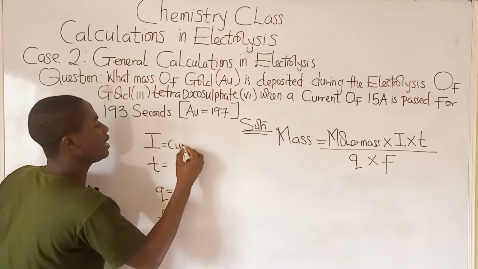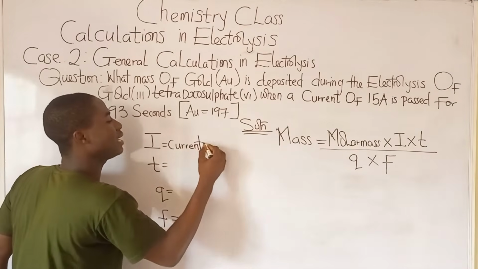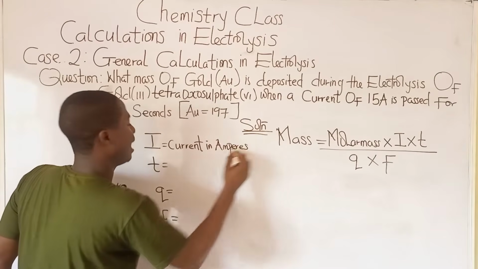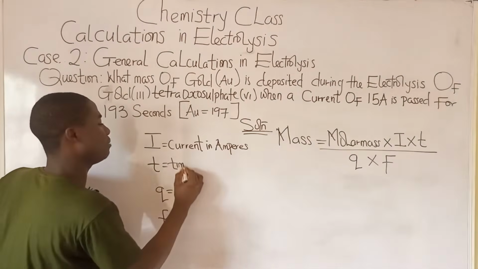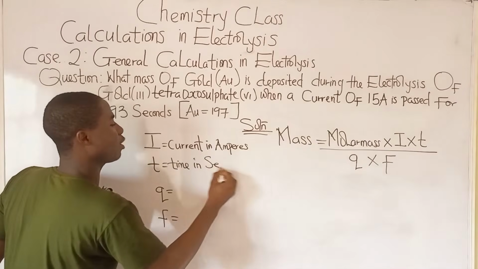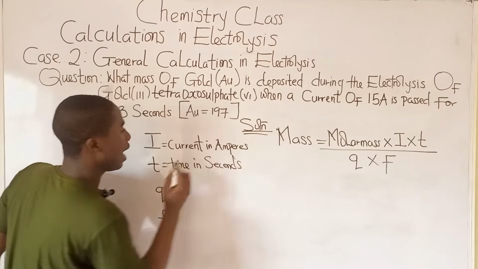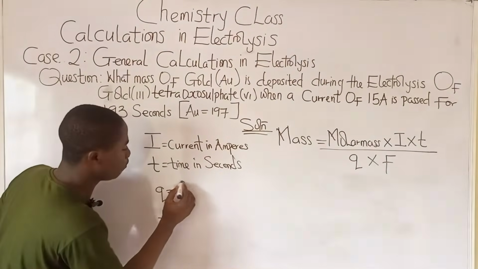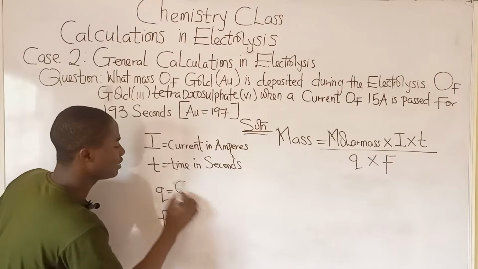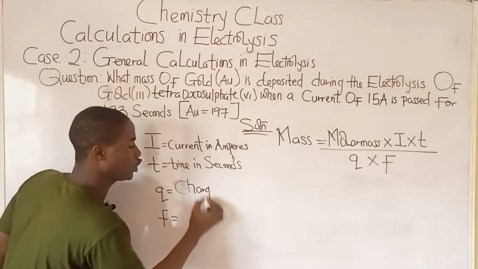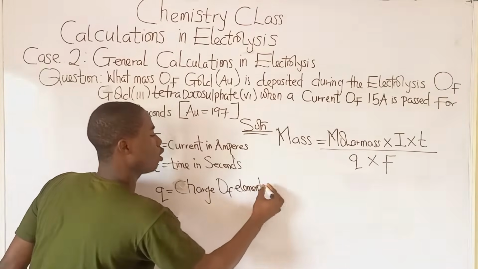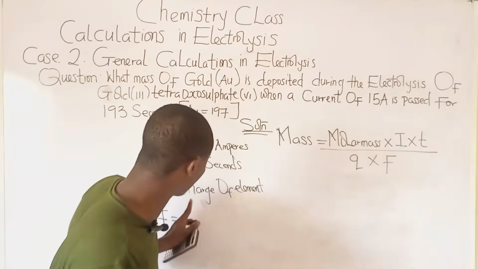Now, what does I mean? As earlier said, I is basically current in amperes, and T is time in seconds. And what does this Q mean? This is what I want to stress on. It must be noted that Q here simply means the charge of the element. This is very important. Q means the charge of the element. I'm going to talk more about this.